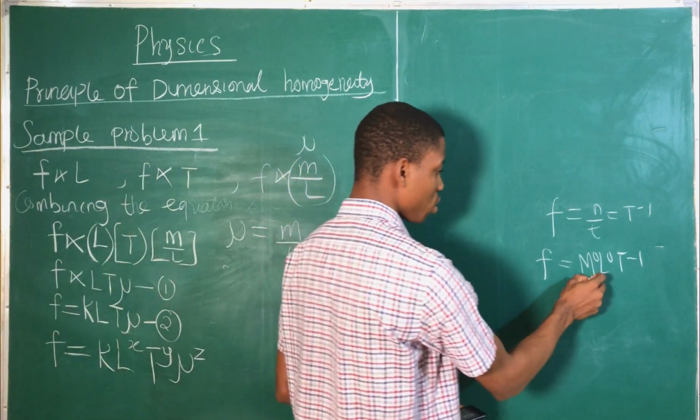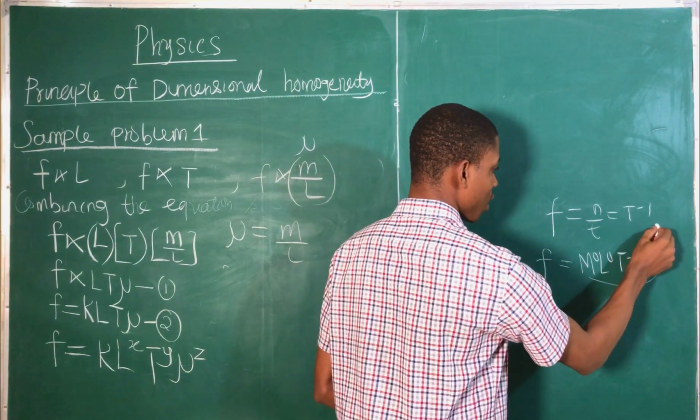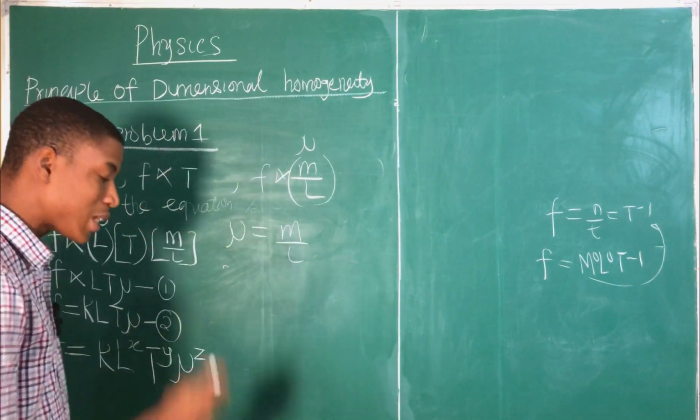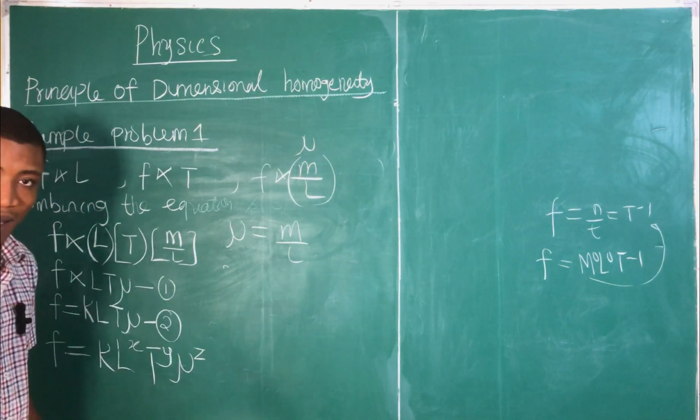So therefore, M raised to the power 0 is 1, L raised to the power 0 is 1. So therefore, this is also the same as this. So that's the principle we are going to use. We are going to break down all the parameters of physical quantities in this equation to their fundamental units.